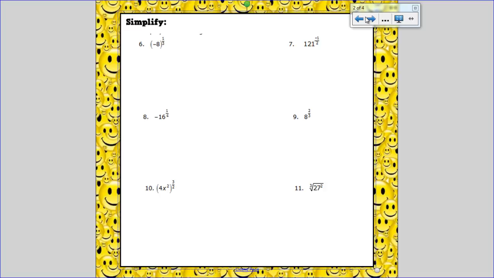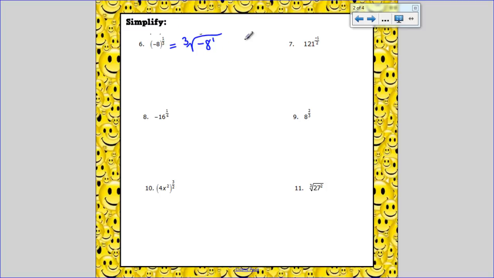So if you look at number 6, you have -8 to the 1/3 power. Well, the first thing we're going to do is rewrite this so that it looks like a radical. So the -8 is in parentheses, which means the whole thing is to the 1/3 power. So if I write this as a radical, I know that I have my -8 inside the radical. The 1 is my exponent, and then the 3 is my root.